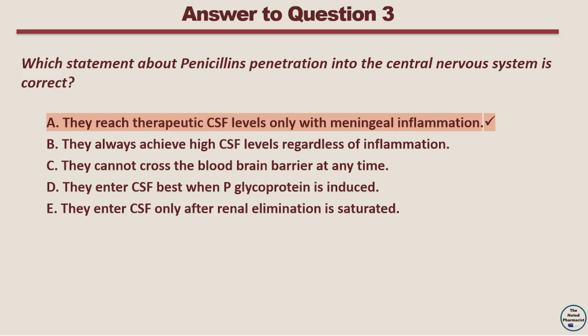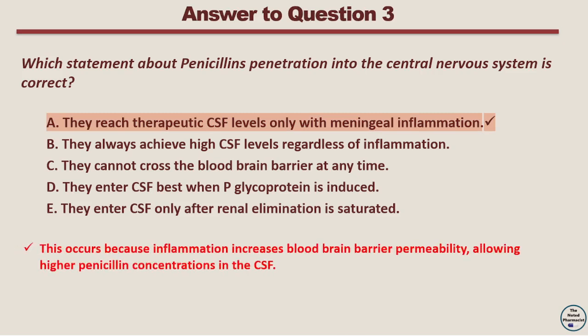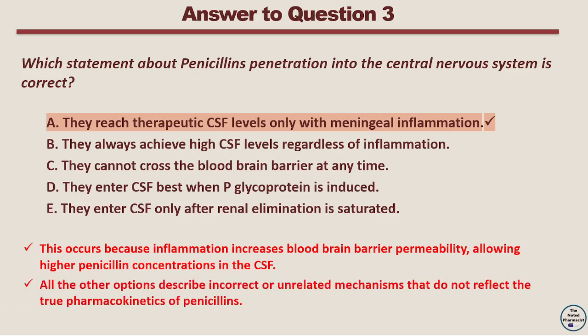The correct answer is option A. They reach therapeutic CSF levels only with meningeal inflammation. This occurs because inflammation increases blood-brain barrier permeability, allowing higher penicillin concentrations in the CSF. All the other options describe incorrect or unrelated mechanisms that do not reflect the true pharmacokinetics of penicillins.